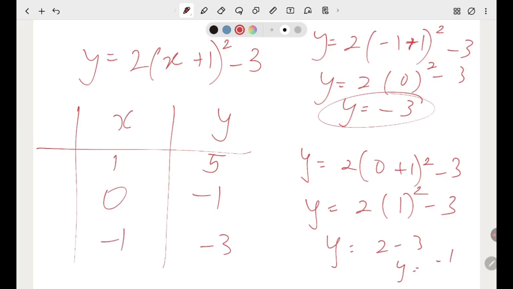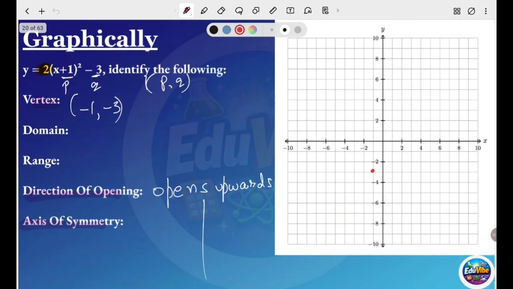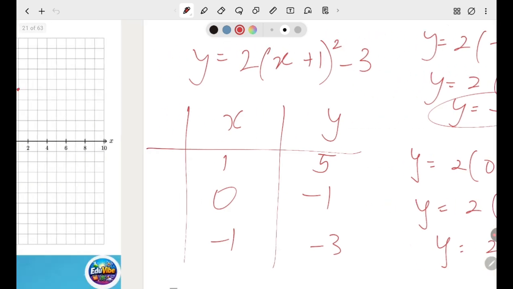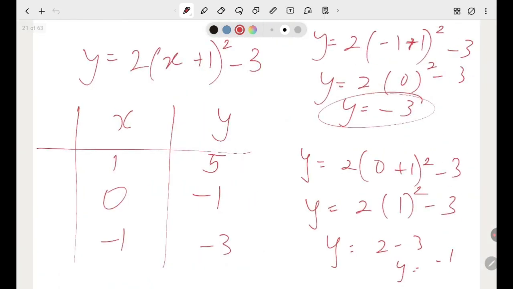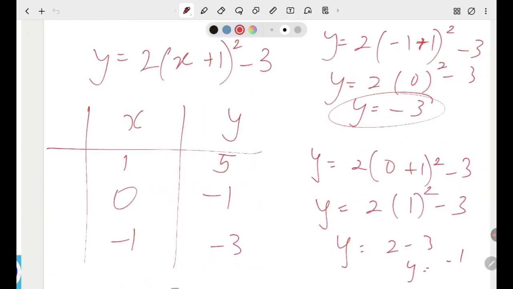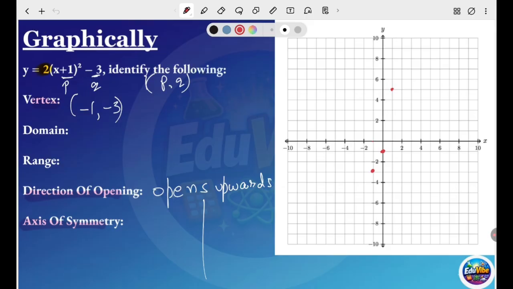So we take some coordinates, the 3 coordinates, from letting the x values and get the y values. So first point is (1, 5). So let's plot (1, 5). Another point we have is (0, -1). So (0, -1) is over there. And we have (-1, -3), which we already made.